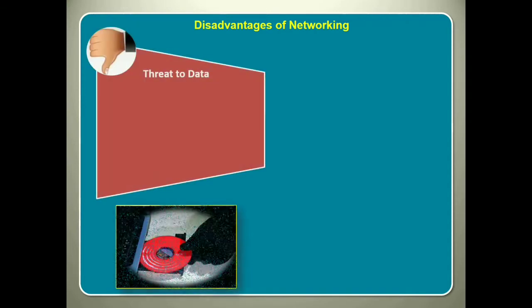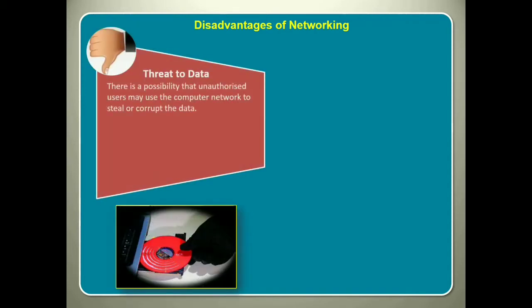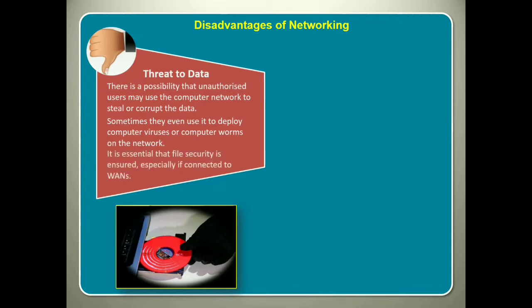However, networking also has some disadvantages linked to it. Let us now look at the disadvantages of networking. The first disadvantage is threat to data. There is a possibility that unauthorized users may use the computer network to steal or corrupt the data, and sometimes they even use it to deploy computer viruses or computer worms on the network. It is essential that file security is ensured, especially if connected to WANs.